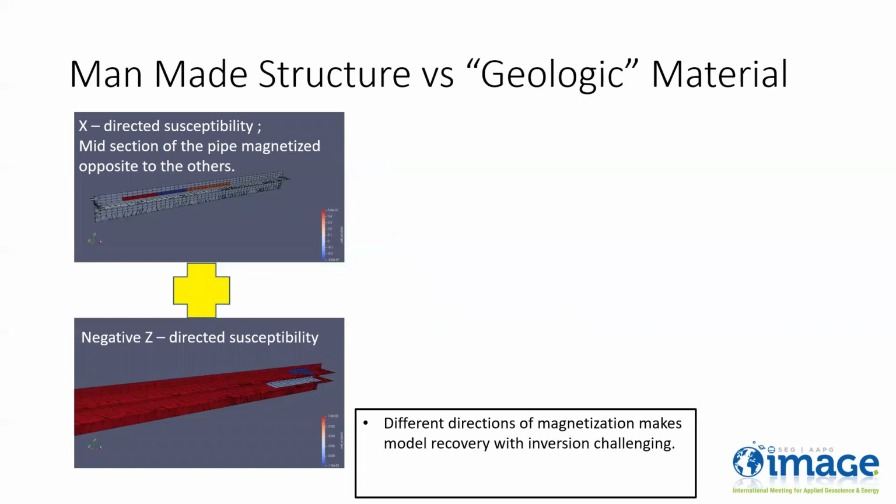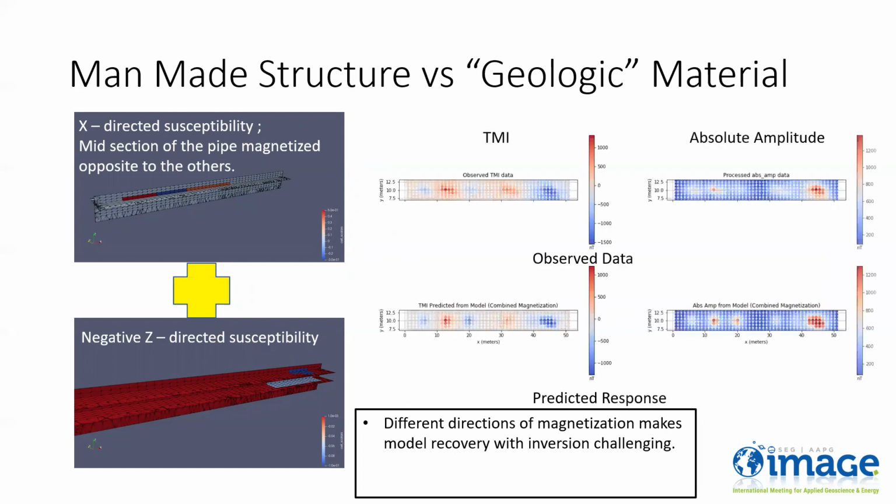Now, buried pipes and other cultural debris are usually magnetized along their individual dominant axis, unlike rocks and other geologic materials, which are frequently aligned in magnetization direction with the ambient geomagnetic field. Now, as seen here, the combined response from these variously directed magnetized elements in the bottom panels approximates the observed magnetic field in both TMI and absolute amplitude space shown on the top panels. Due to the complications arising from these various directions of magnetization, a good first approach is to train the network on predicting just the absolute susceptibility values.